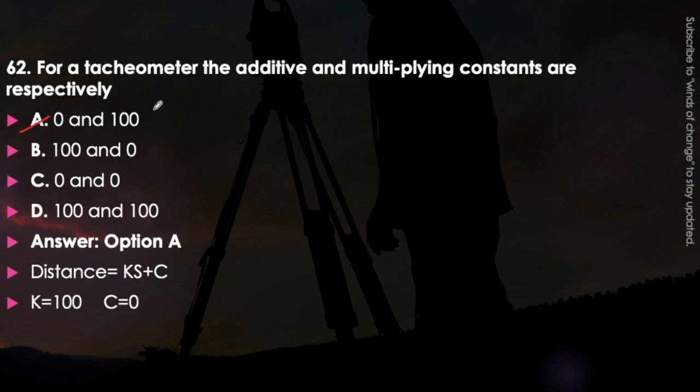Since first it is asked additive constant, the value of additive constant, that is c, is 0, and for multiplying constant, that is k, the value is 100. So memorize it, it is very important.